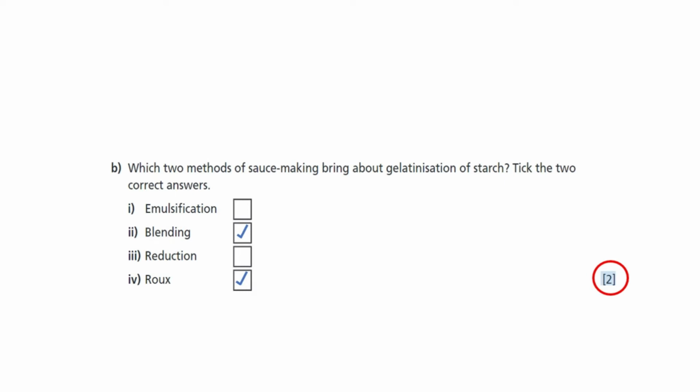This time, the command for the question follows a statement. The command is asking which methods bring about gelatinization. The instructions ask you to tick the two correct boxes.